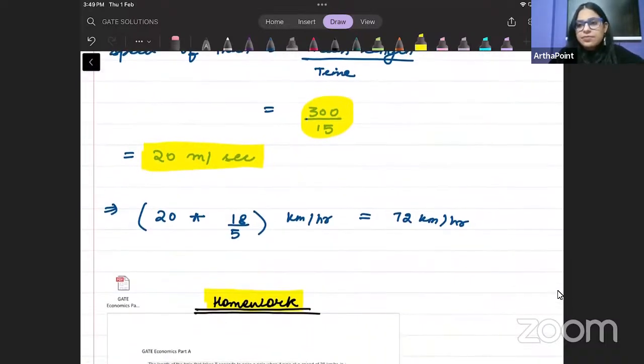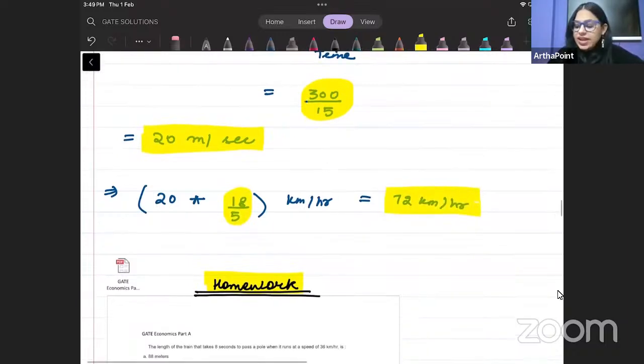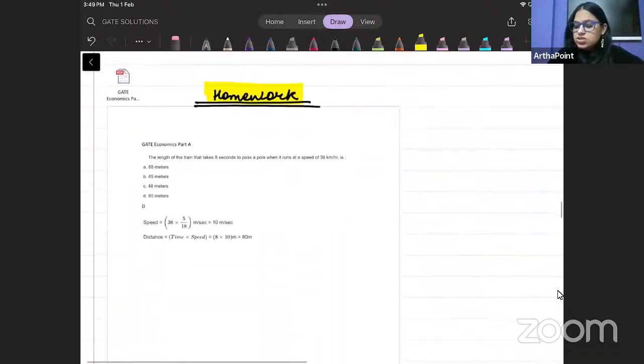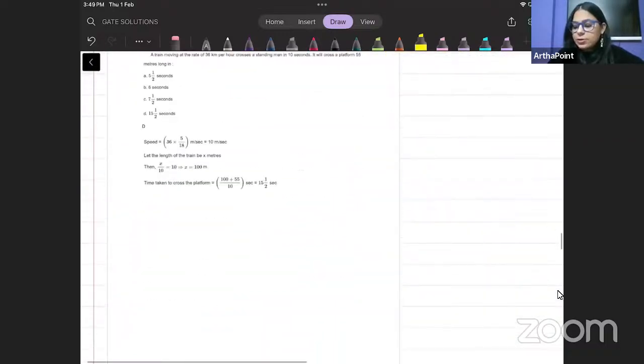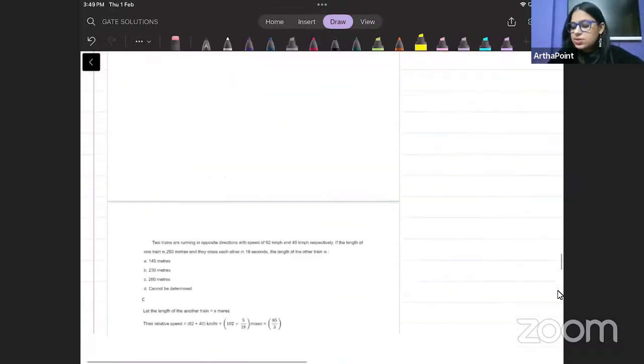And suppose in exam, they have given you in kilometer per hour, then you can just multiply it with 18 by 5 and you will get the answer in kilometer per hour. Right, beta? So that is the next part of the question set where there can be questions based on trains. So this is your homework. Please do this homework well. I'm just skipping this homework.